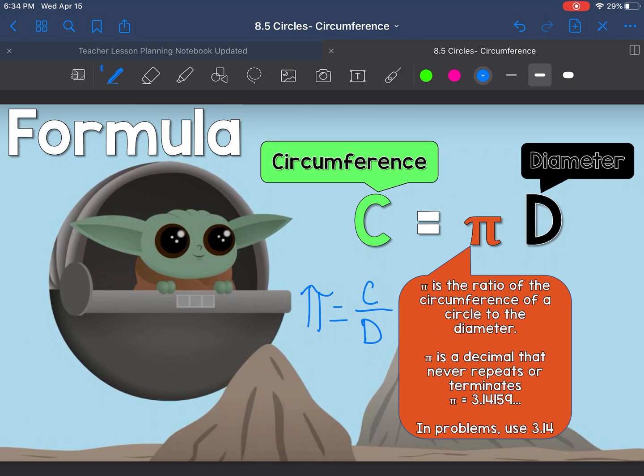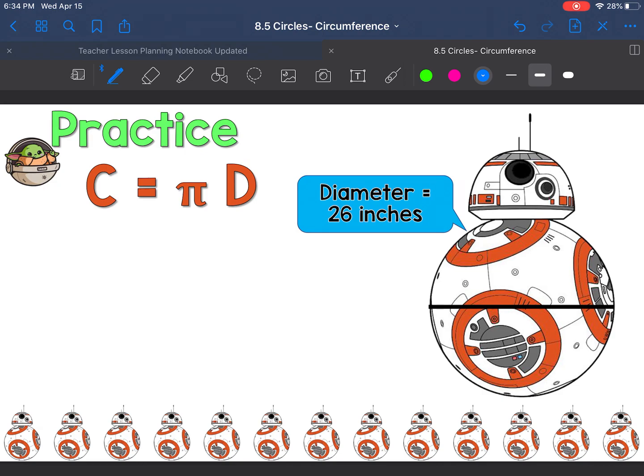When we are using pi for our formulas, sometimes calculators have a pi button. That's all great. But for our purposes, when we use pi, we're going to use just the first three numbers, so 3.14. Anytime we see pi for our formula, we're going to substitute 3.14. So now that we know what our formula looks like, let's substitute some numbers and solve.